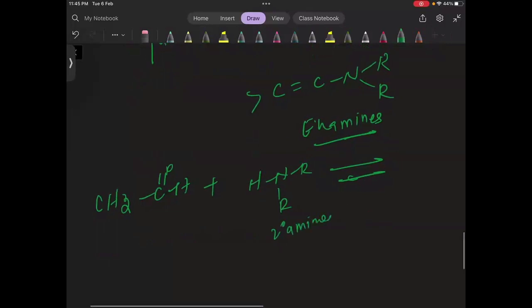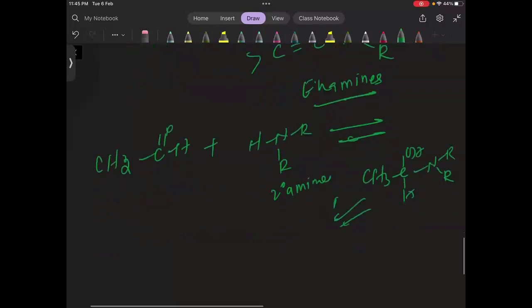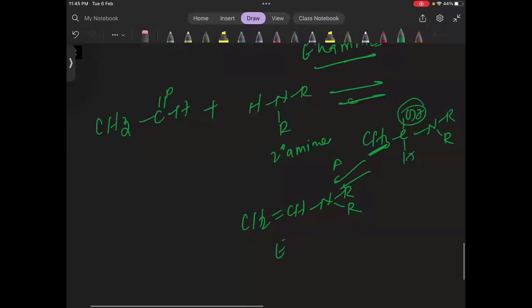So what will happen? That will form the CH3COH, correct? And H and R and R. We will understand through the mechanism what is going to be happening. So when the heat is supplied, OH and from here H will be lost and the compound CH2=CH-NR2 is formed. Okay. So this is called enamines. Enamines. Okay.